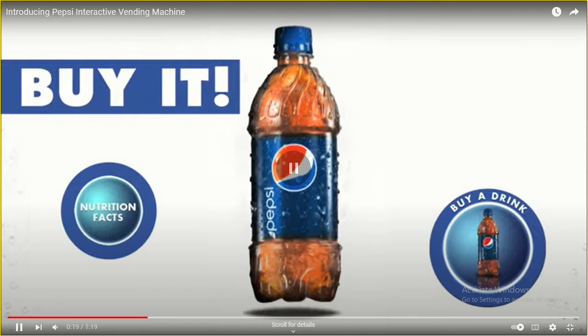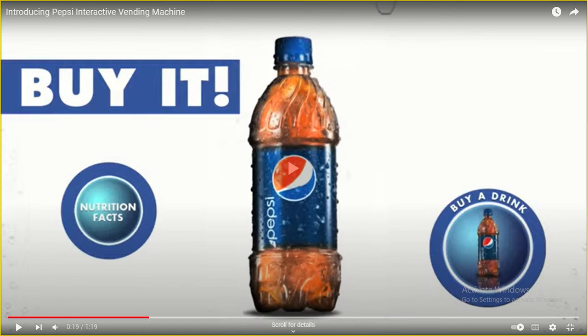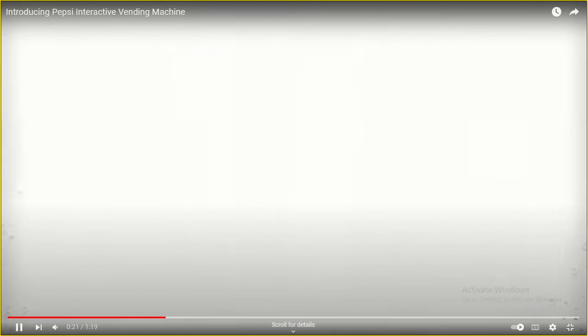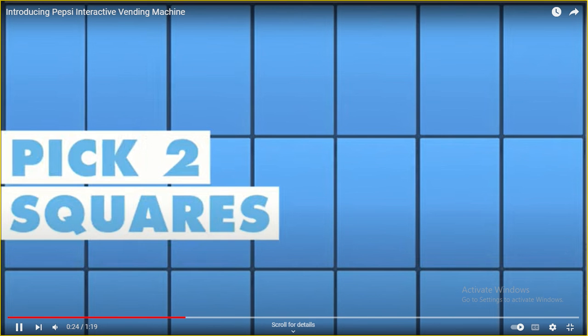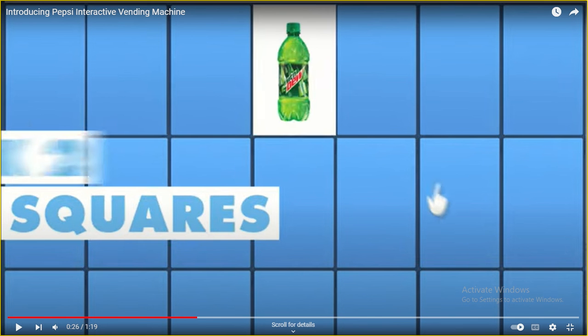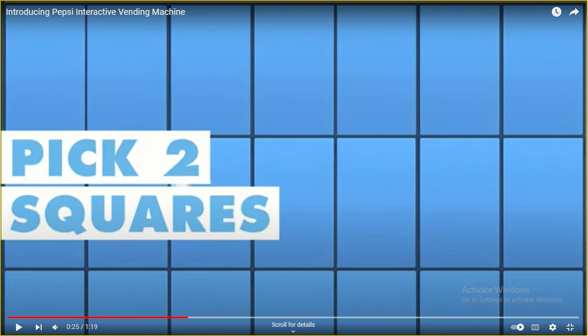And while buying, you can also pick a flavor. After picking your flavor, you can buy it. Then as the second step in this, you can also play a game. How to play a game? Pick any two squares. Pick two squares in this set of squares.